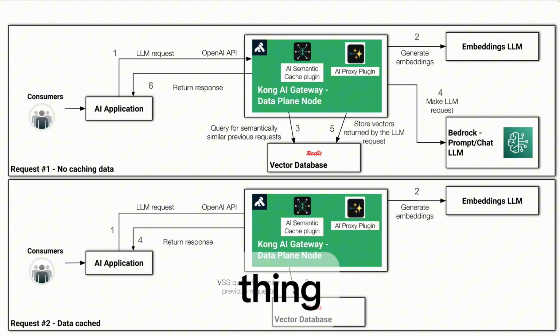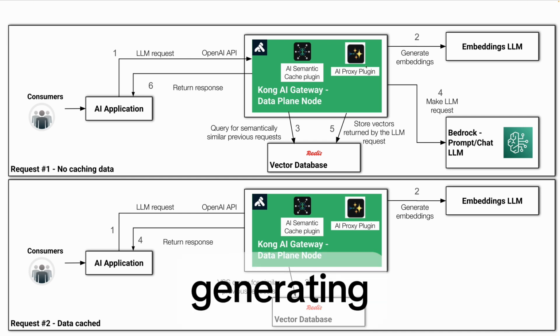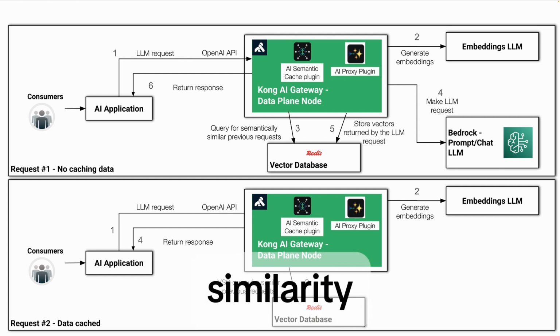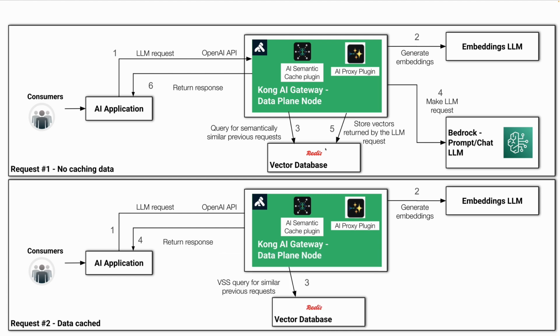The first thing the Semantic Caching plugin does is reach out to the embedding model to generate embeddings. And then it uses, in step number three, these embeddings to run a VSS, or vector similarity search, against the vector database. Since the database doesn't have anything available, the plugin goes to Bedrock and sends the prompt. The response coming back from Bedrock is stored in the vector database.